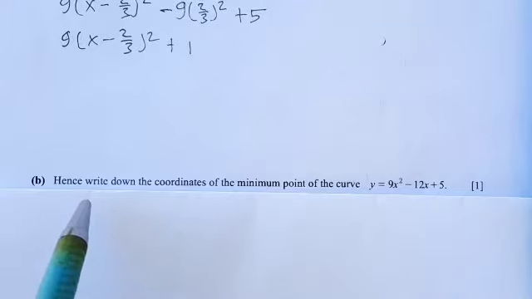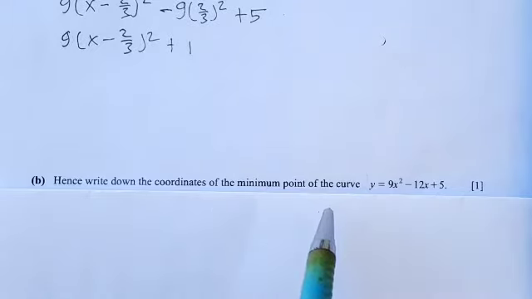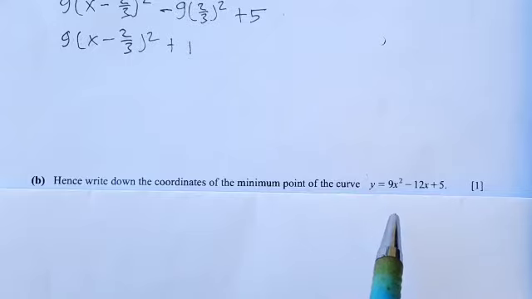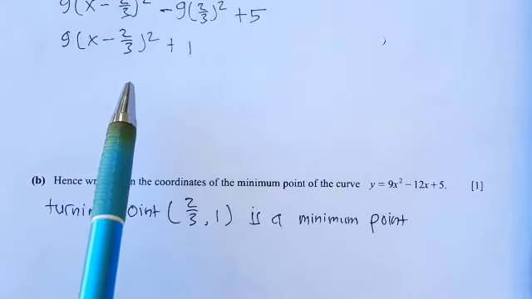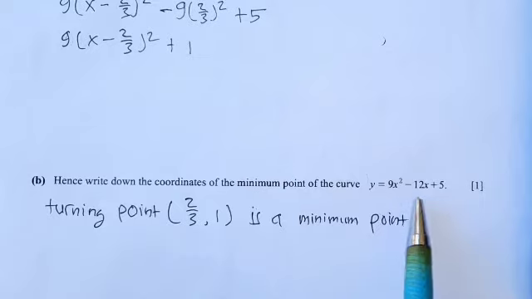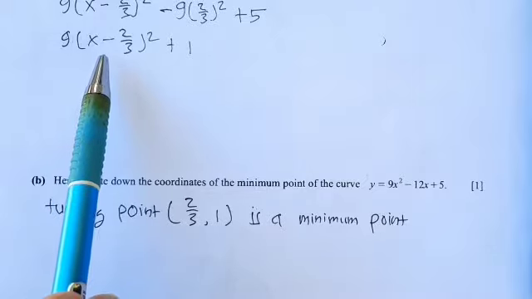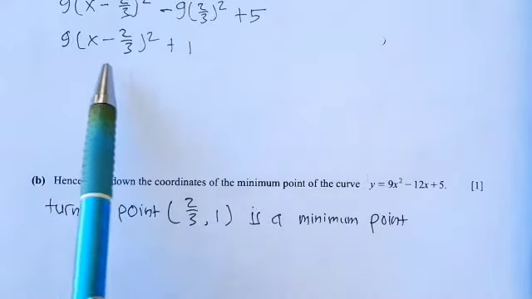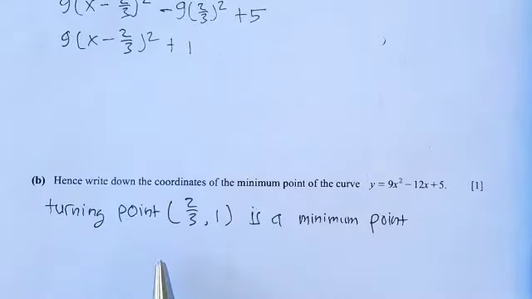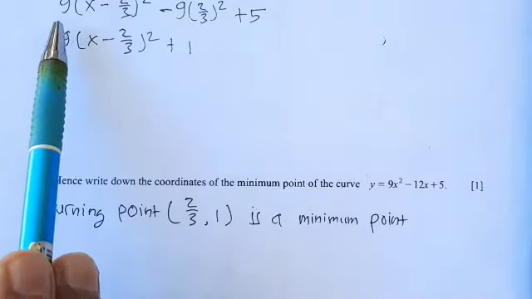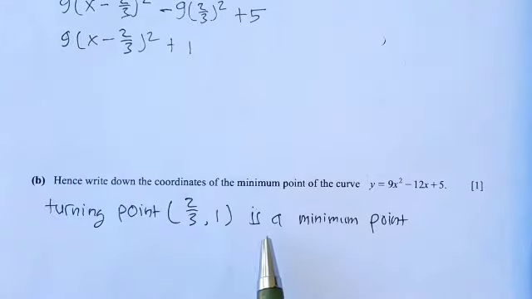Question 2b. Hence write down the coordinates of the minimum point of the curve y equals 9x squared minus 12x plus 5. Now we use the completed square form of this: y equals 9 times (x minus 2 over 3) squared plus 1. From this equation, we know that the turning point is (2/3, 1). Since the coefficient of x squared is positive, this is a minimum point. Thus the coordinates of the minimum point are (2/3, 1).